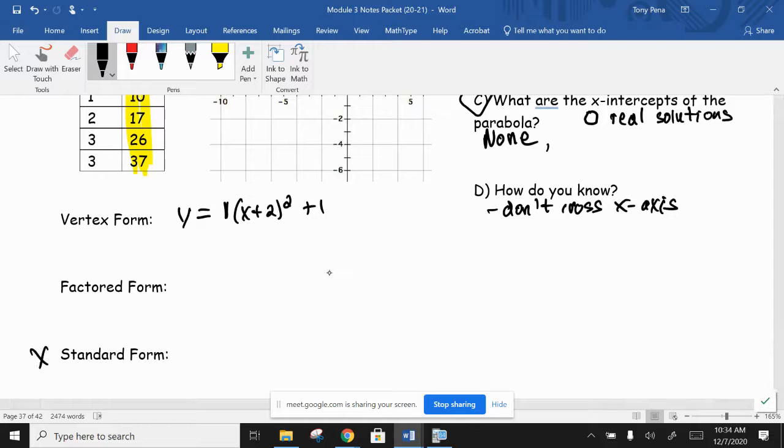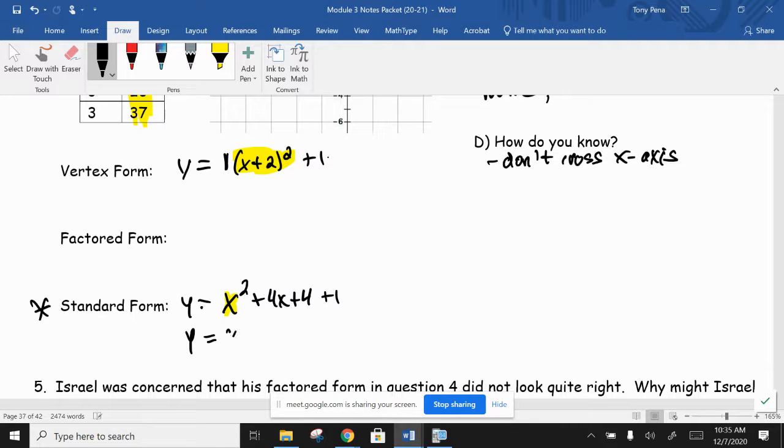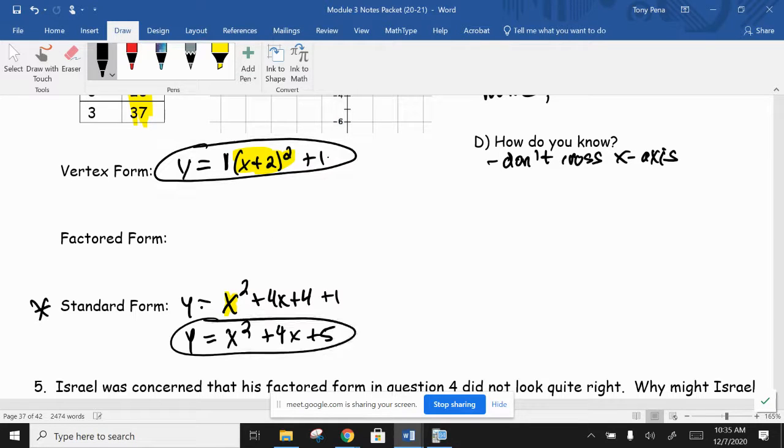All right, from there, let's go to standard form. So I'm going to do y equals, this is now the fourth time today I had you simplify that (x + 2) squared. At this point, we should know that simplifying this gives me x squared plus 4x plus 4. And then I want you to still add that extra 1 at the end. So simplified standard form is x squared plus 4x plus 5. So vertex form, standard form.